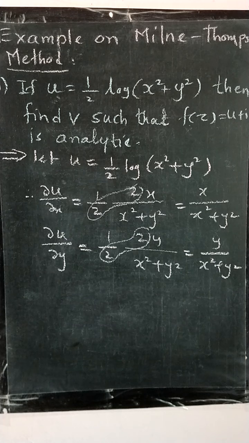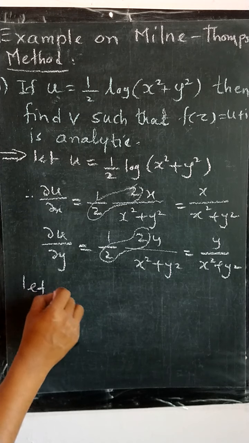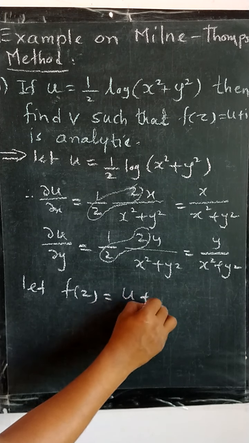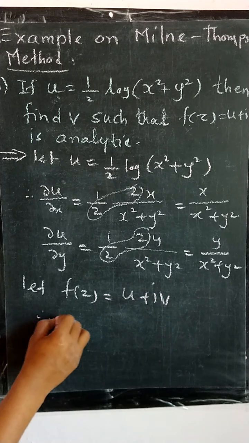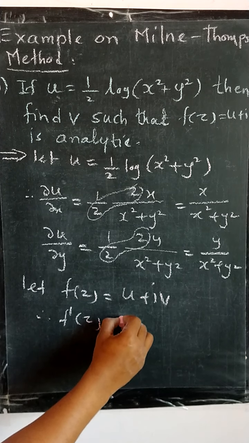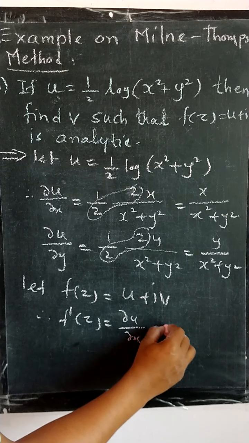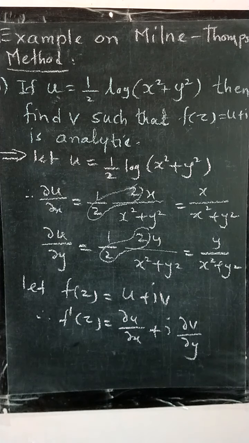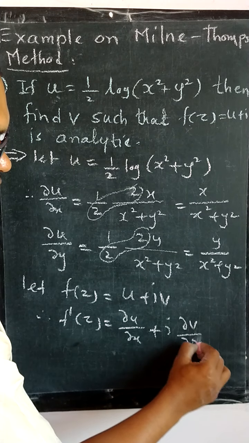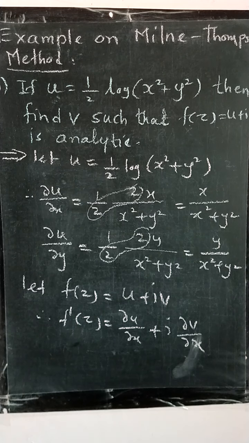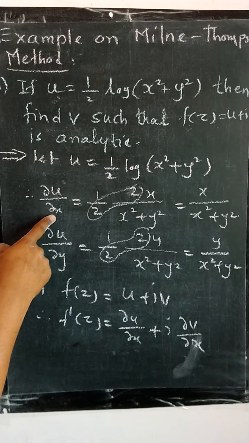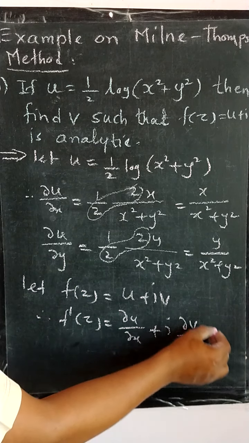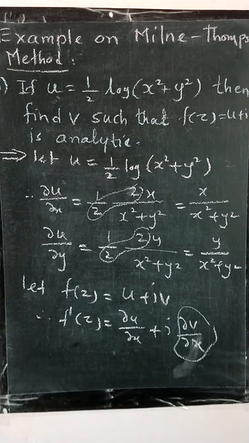With the help of these two we have to find the harmonic conjugate of u and hence the function. So let f of z be of the form u plus iv. So differentiate, therefore f dash of z will be partial derivative of u with respect to x plus I times partial derivative of v with respect to x, or we can differentiate with respect to y also. Now if we look at the given things, we have only u and its partial derivatives. We don't have the term partial derivative of v with respect to x.